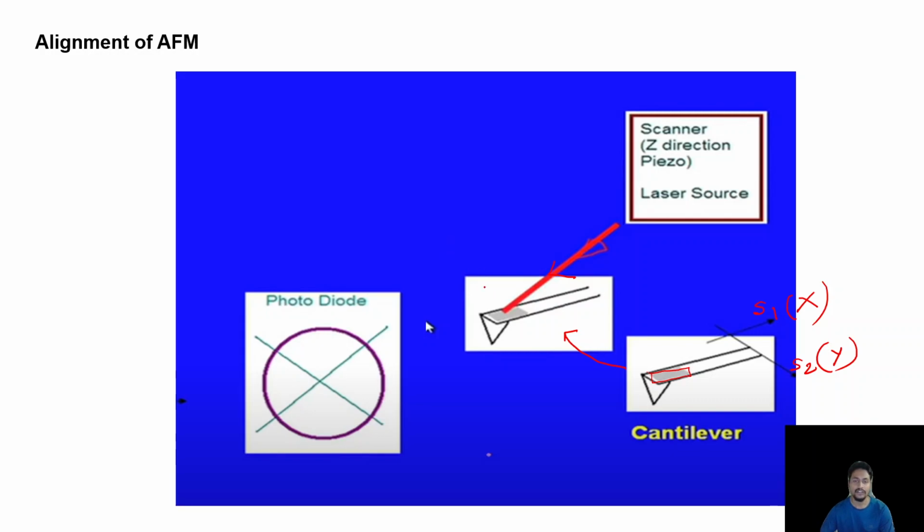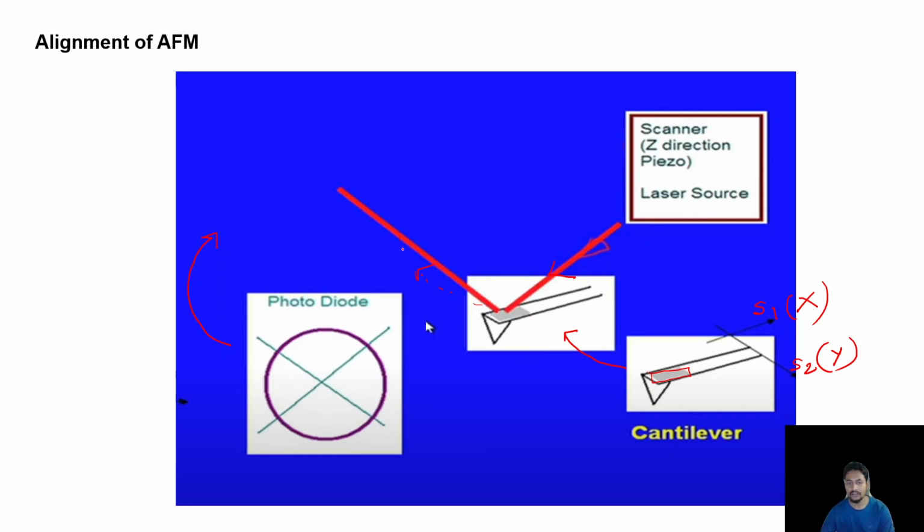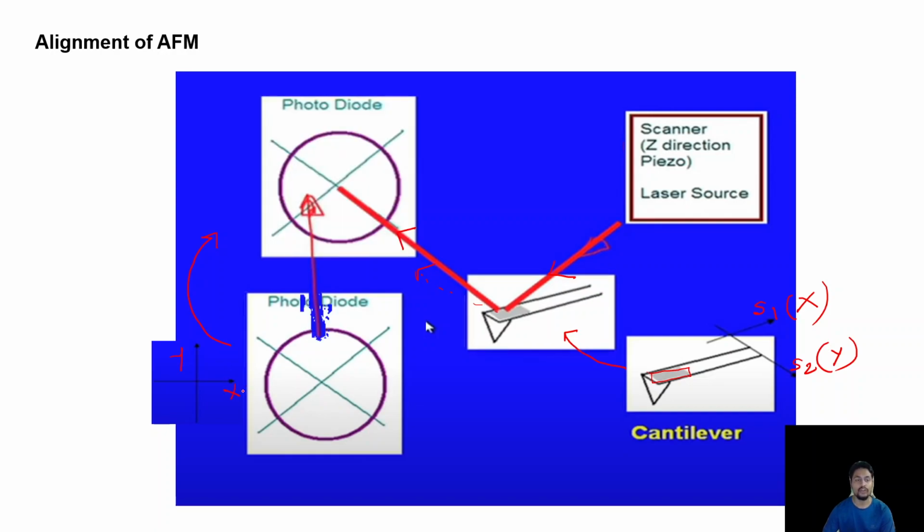Now let's say this will reflect towards some point. Now what do we need? We need to take this photodiode into that position. So this is reflecting in this direction. Now I need to take this photodiode to this position. Here also two screws are there. Let's say again, this is my X, this is my Y. Just the nomenclature I'm giving. Whatever it is, you can see whenever you are using the AFM. So by moving these two screws, I can take this photodiode to this position.